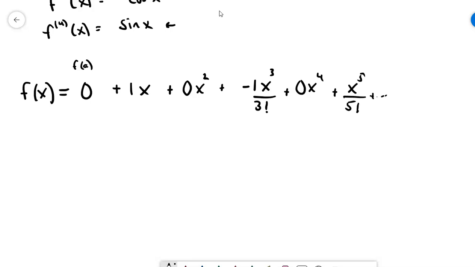What you realize is all of the even terms disappear. And so the sine of x will be x, and then minus x to the third over 3 factorial, and then plus x to the 5th over 5 factorial. Now, if somebody asked you for a 5th degree Taylor polynomial, then you've created a 5th degree Taylor polynomial.